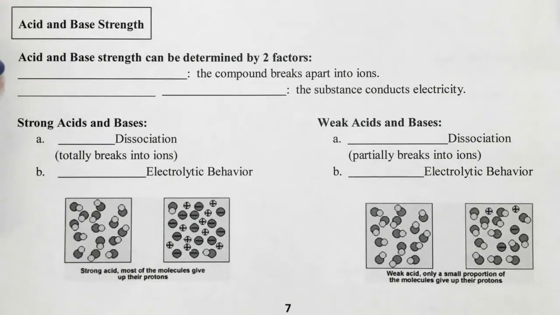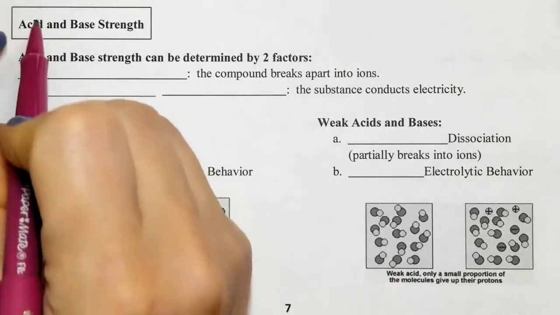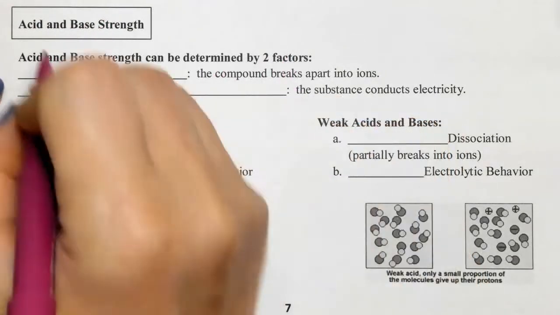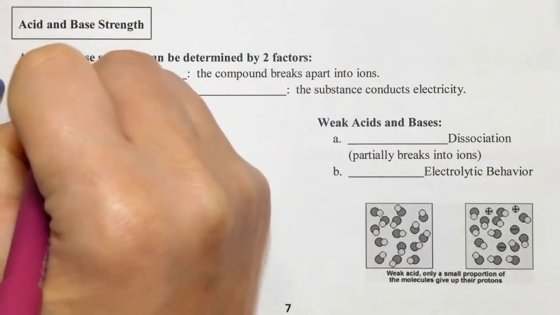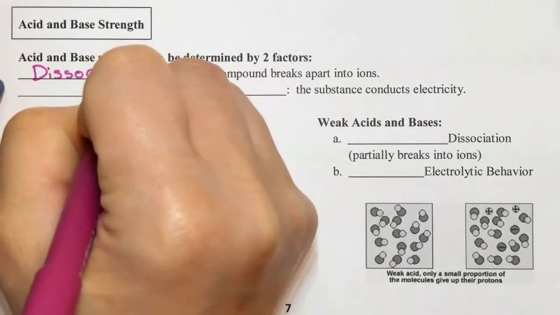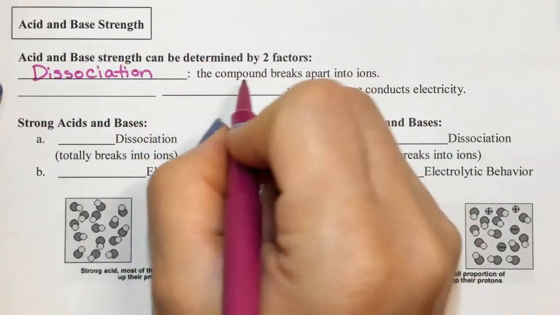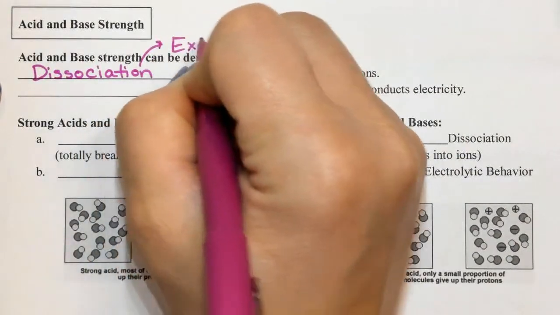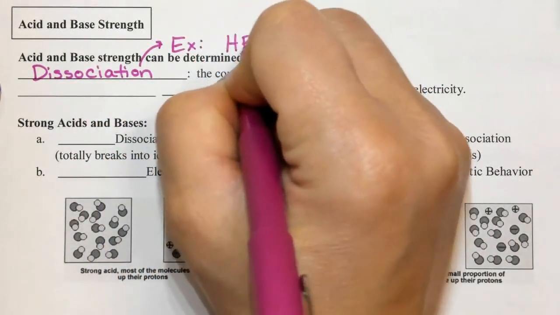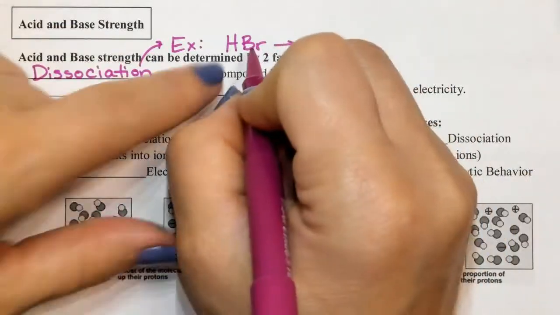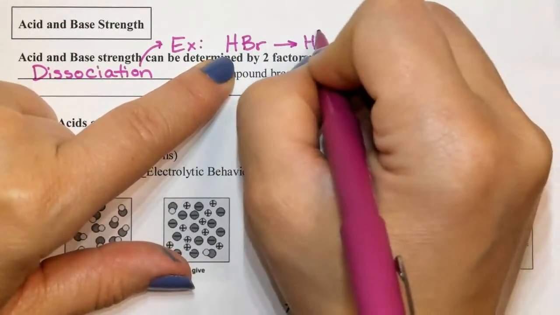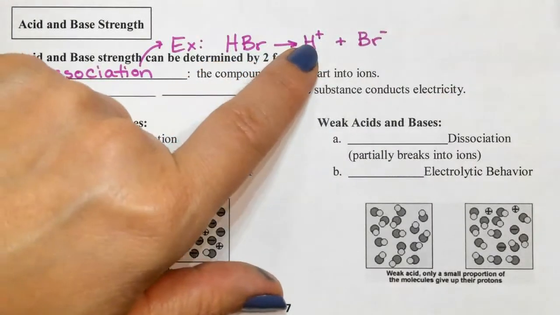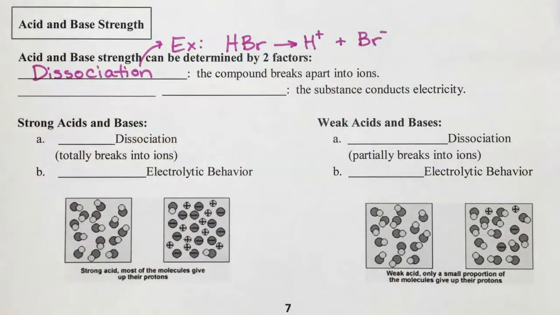Our final topic is acid and base strength, and it's based on two factors. The first is the amount of dissociation that the compound goes through, and this means that the compound breaks apart into ions. So, for example, if I had HBr, which is an acid, when it dissociates, it breaks apart into hydrogen and bromide ions, and so we get the positive and the negative ions from it.